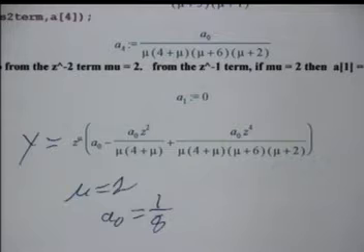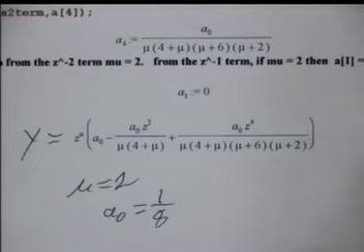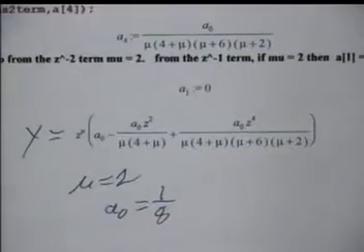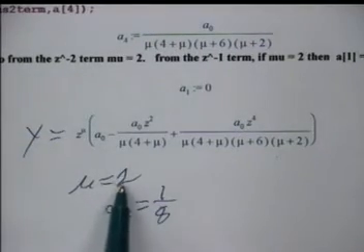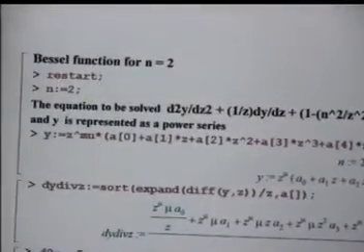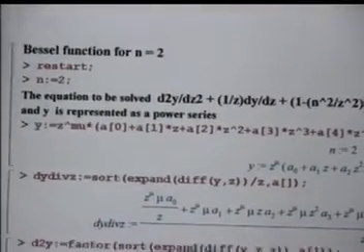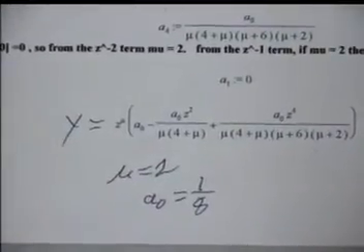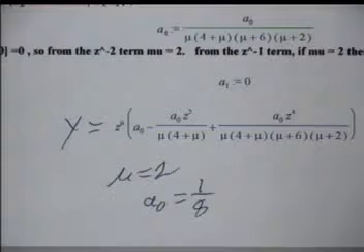Okay, at this point, you should see a pattern forming where when we set n equals 2, mu always ended up equal to whatever the value of n was that we started the process with. That's what mu was.